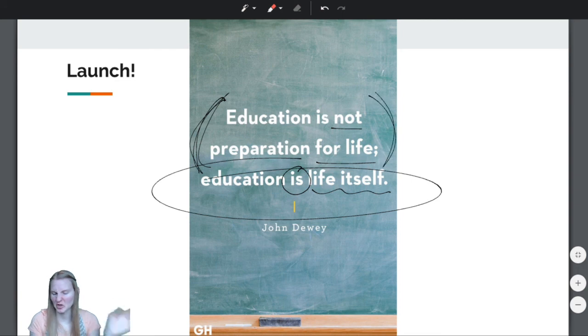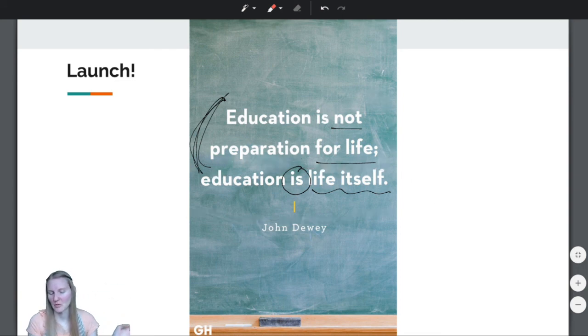We can talk about the first part of the quote. We can argue about the first part of the quote. The second part, education is life itself. Now you might think, heck no, school is not life itself. Like school is the worst part of life. You might think that. But think about this.